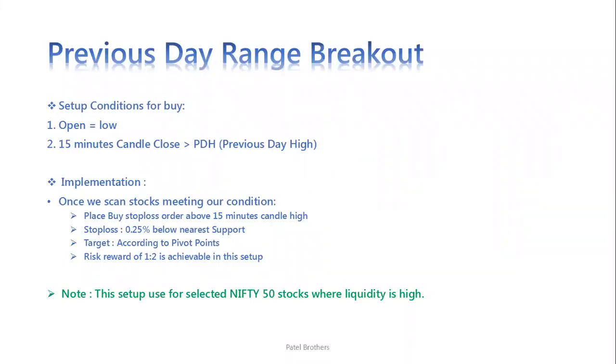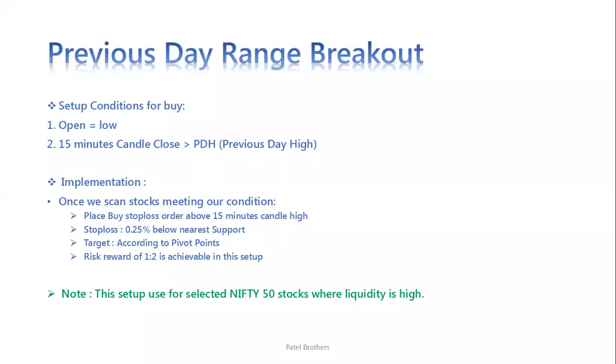I am talking about the close, not the high. The high of the candle I am not talking about. I am talking about the 15 minutes candle's close. So once the first 15-minute candle is closing above the previous day's range high, so yesterday's high, it is crossing in the first 15 minutes and closing above the previous day's range. So that means the stock has gone out of the range in the opening candle itself, which is also a sign of strength in the stock.